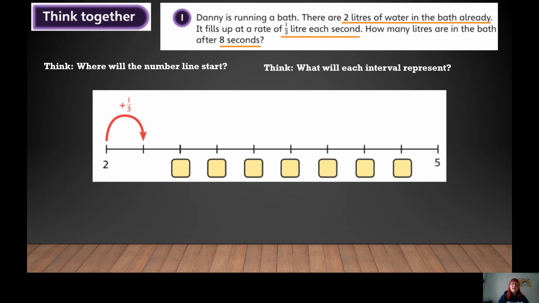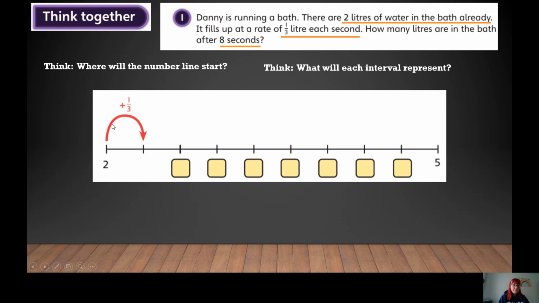Well, per second, each section is going to increase, ascend, get bigger by 1/3. All right, so each interval represents 1/3. Now, we are going to have a look at the bath after 8 seconds. So I guess that's 8 jumps of a third. So we've got one here.